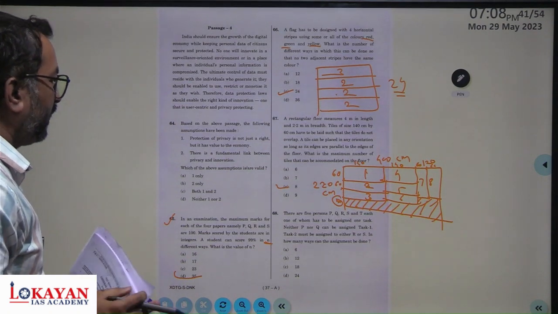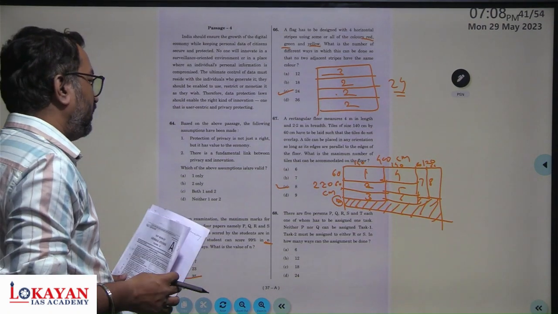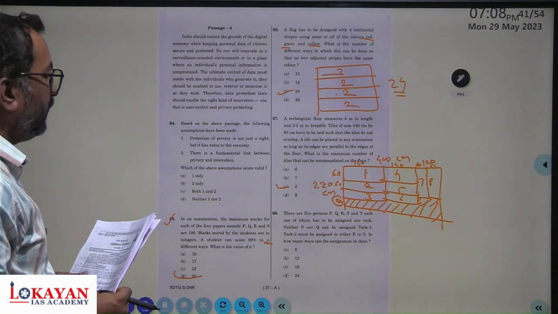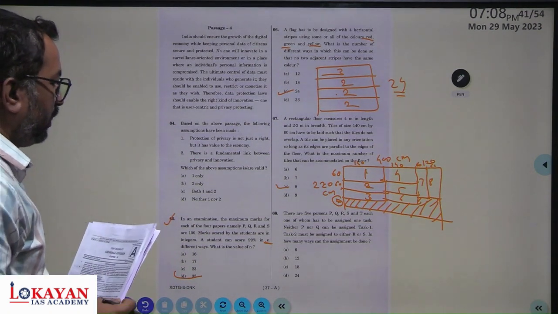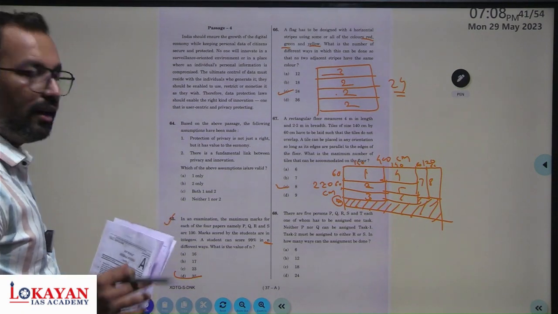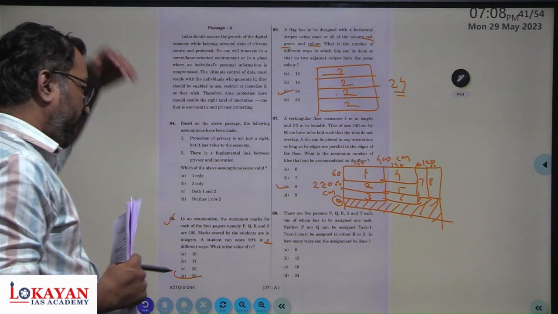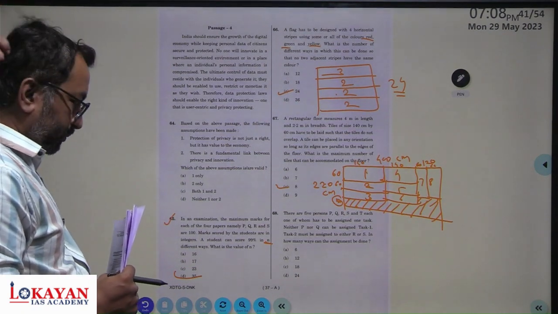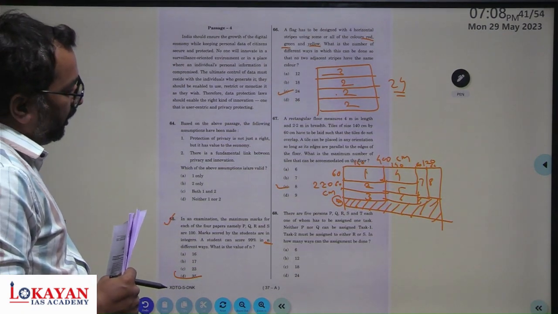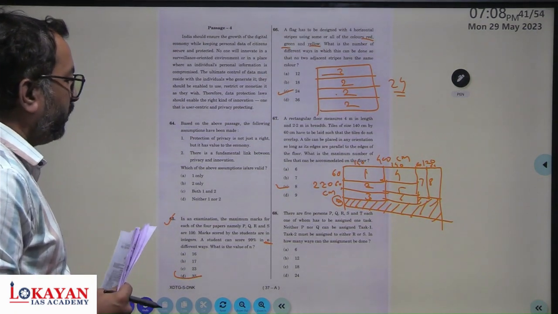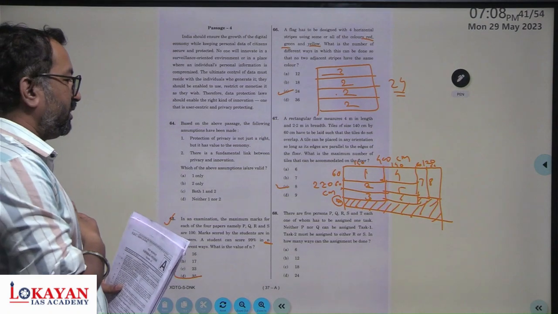Question number 68. There are 5 persons P, Q, R, S and T, each one of whom has to be assigned one task. हर एक को हमें एक टास्क असाइन करना ही है. Neither P nor Q can be assigned task 1. Task 2 must be assigned to either R or S. In how many ways can the assignment be done?